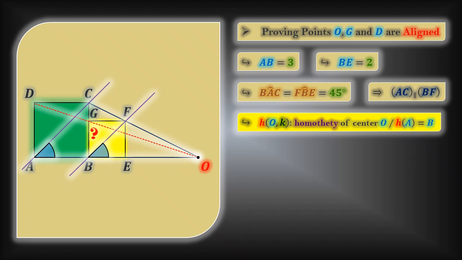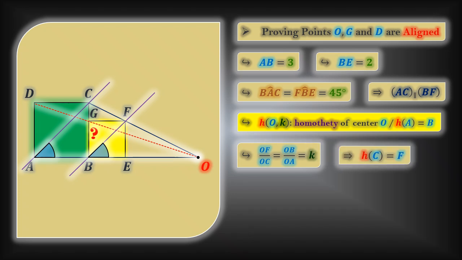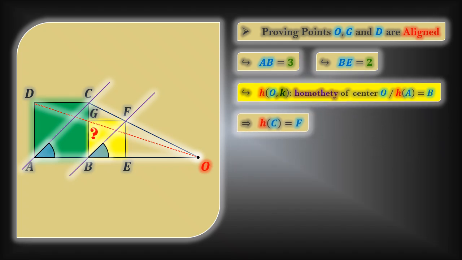is point B. Because the lines AC and BF are parallel and intercepted by the transversals AB and CF, Thales' theorem gives the ratio OF divided by OC is equal to the ratio OB divided by OA and is equal to K. Therefore, the image of point C under the homothety H is point F. Let us keep this result in mind.